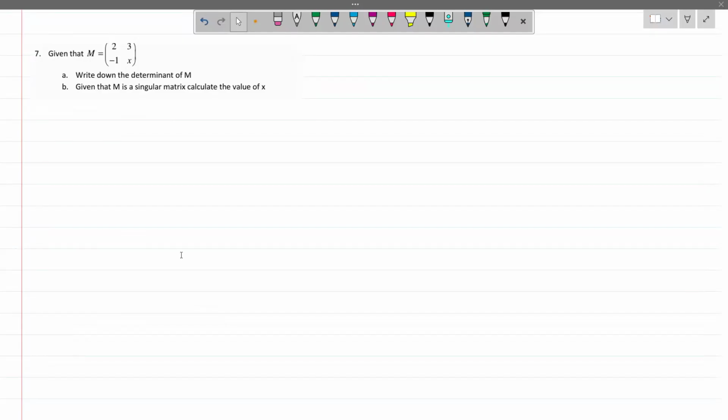Right, so this question, we're looking at determinant and how we could find missing values given that the matrix is a singular matrix. A singular matrix is one whose determinant is equal to 0, right? So part A says write down the determinant of M. So this could be written either as det M, or sometimes you would see M in between these two lines.